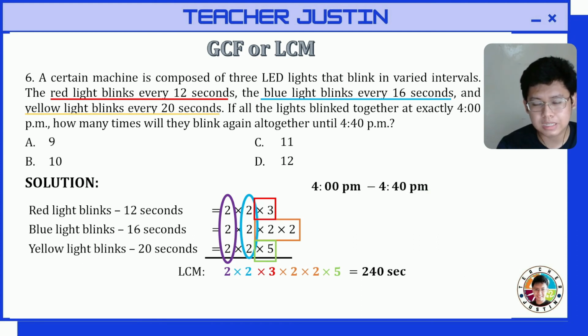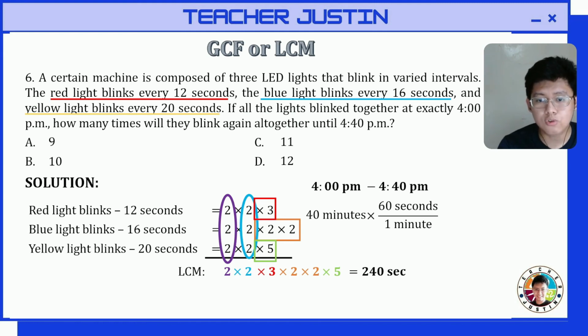So, nung 4 o'clock, sabay silang umilaw. Now, we're going to count the number of times that they will blink all together from 4 p.m. to 4:40 p.m. Now, itong time na to, meron siyang 40 minutes. Then, since yung ating time is naka-seconds, i-convert natin tong 40 minutes to seconds. So, we know that in 1 minute, it is equal to 60 seconds. So, we will multiply 40 minutes by 60 seconds over 1 minute. Now, take note, nilagay ko yung minute sa baba kasi ika-cancel natin tong minute and papalitan natin siya ng seconds.